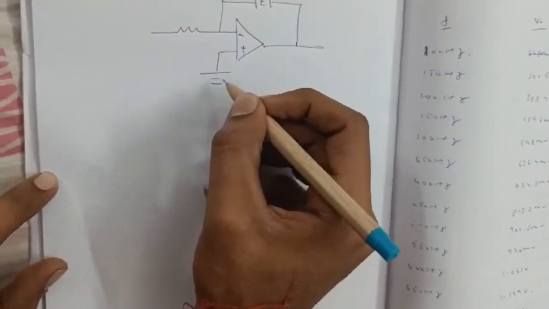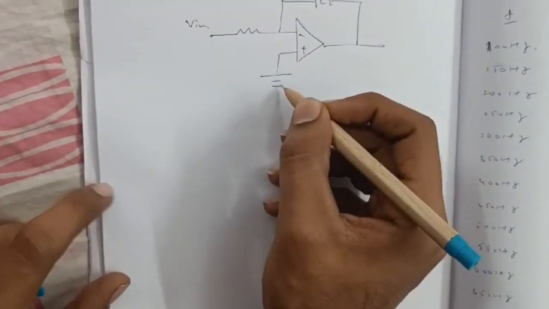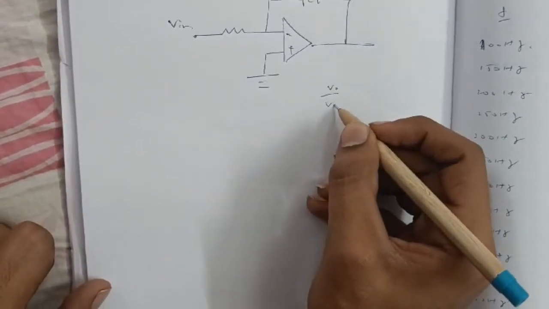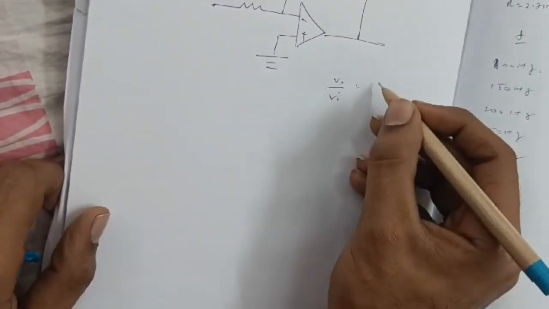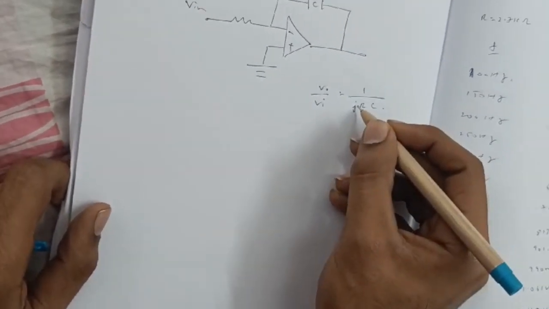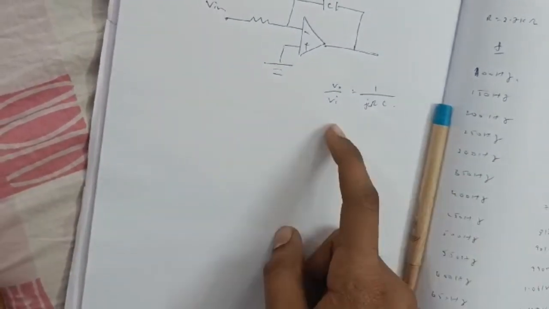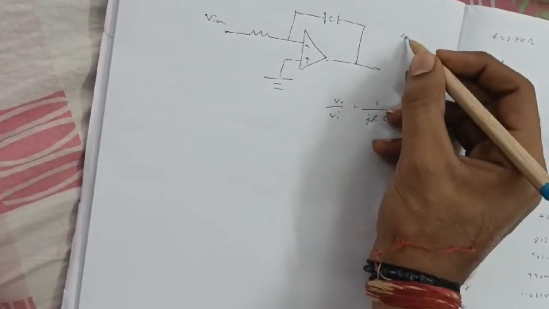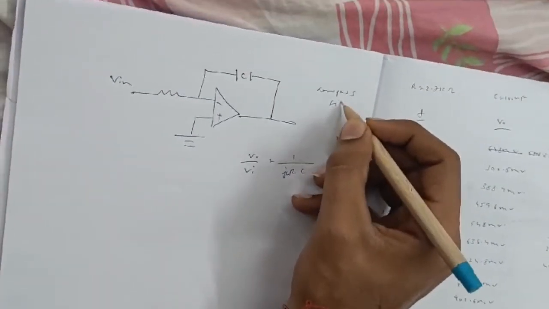this is the integrator circuit, we are giving the input. Now what is our input output relation for the integrator circuit? It has 1 by j omega R C. Now the integrator circuit will act as a low pass filter.